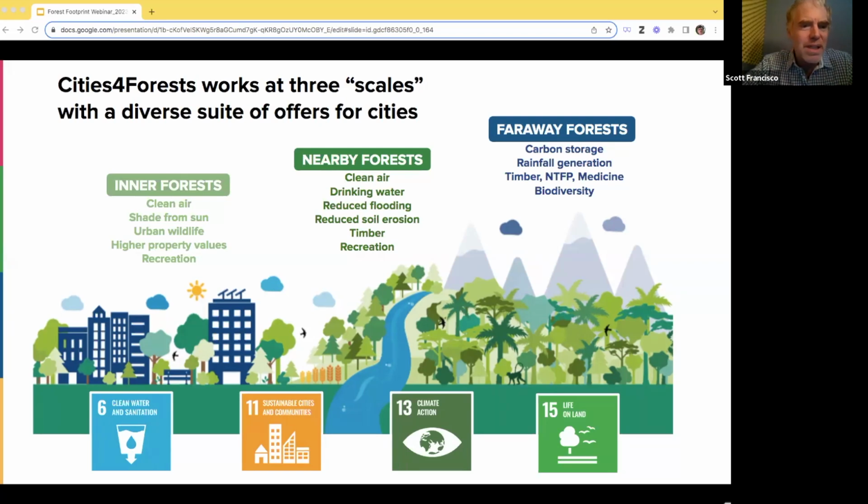We work with cities addressing inner forest issues, and that includes street trees and local parks and natural areas inside of cities, critical for well-being and health in cities. Nearby forests, which are within a few hundred kilometers of a city, are connected by culture and access, often responsible for drinking water, etc. And again, these faraway forests supply the world with oxygen, biodiversity, medicines, timber products of all sorts, from the coffee you drink to many of the food products that we consume all over the world. Next slide.